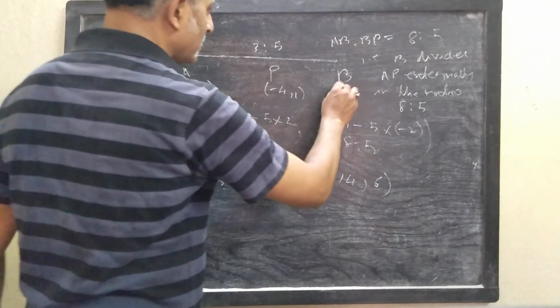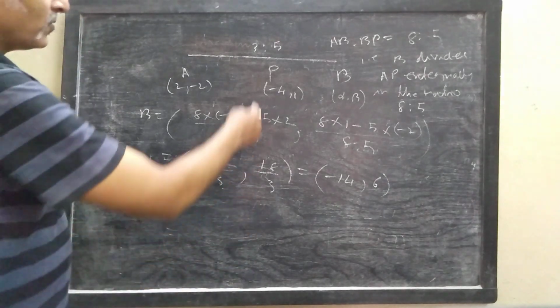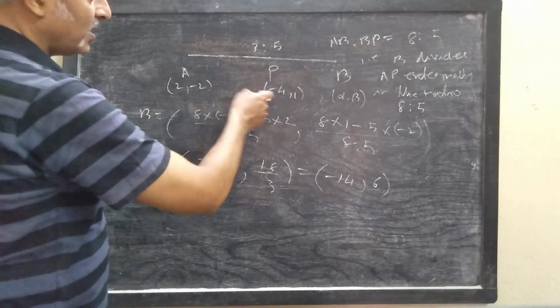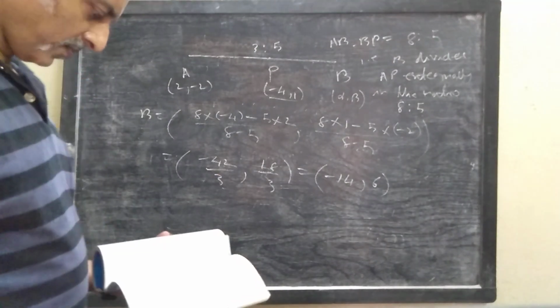Alternatively, you can proceed in this way also. Consider the coordinates of B as alpha comma beta. Find the value of P in terms of alpha and beta and then equate it to this. You get the values of alpha and beta in the same way.